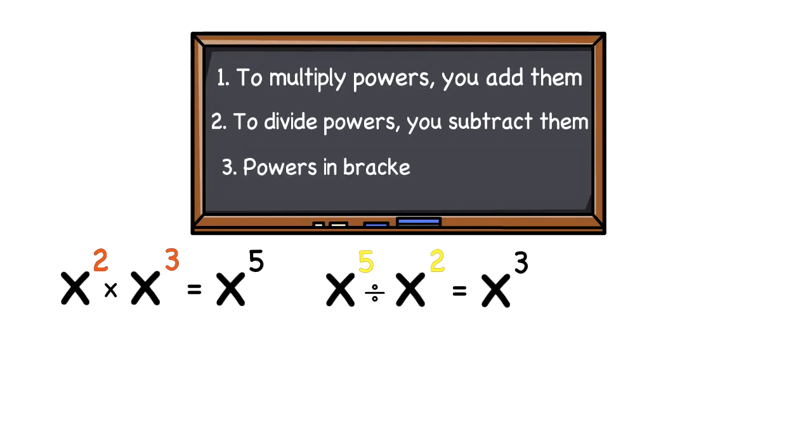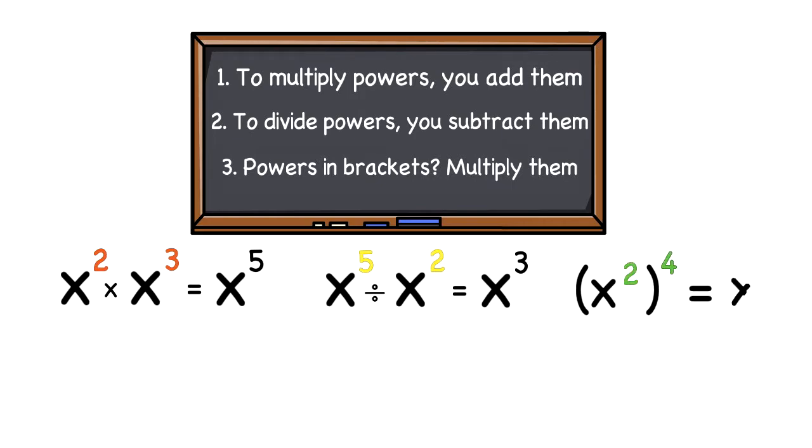If you have powers in brackets, you multiply the numbers. So x to the power of 2, all in brackets, to the power of 4. I would do 2 times 4, which is 8, so my answer would be x to the power of 8.